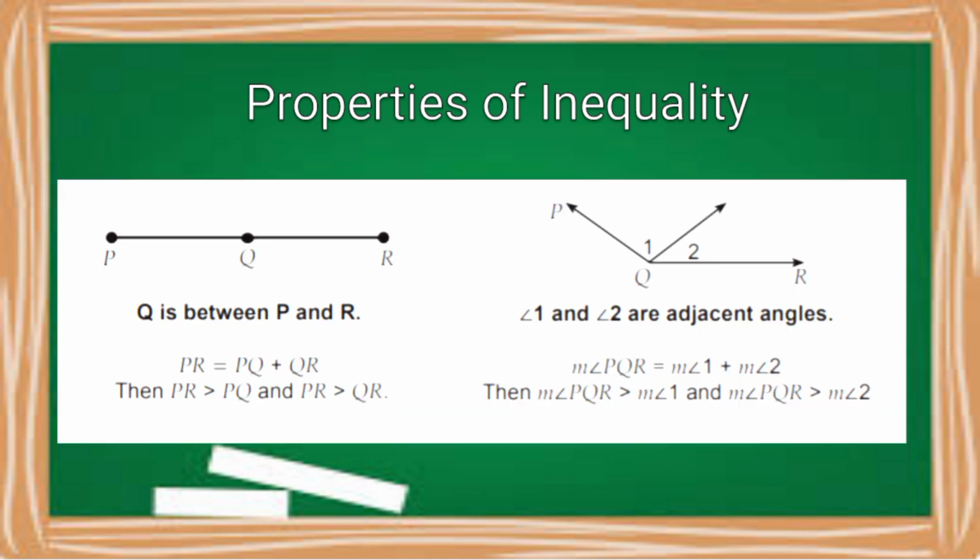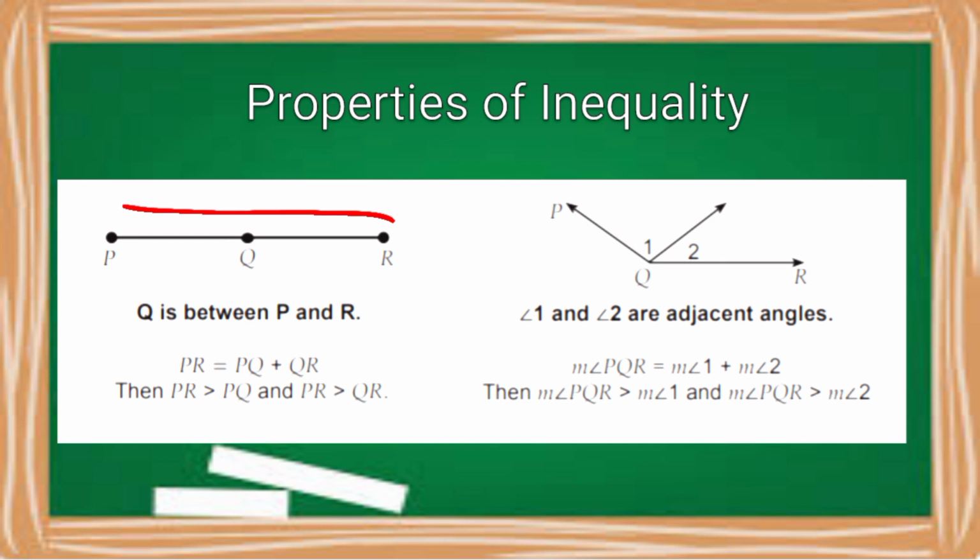Yes. Okay. Here, Q is the midpoint of P and R. So PR is equal to PQ plus QR, or the sum of PQ and QR. Then PR is greater than PQ, and PR is greater than QR.